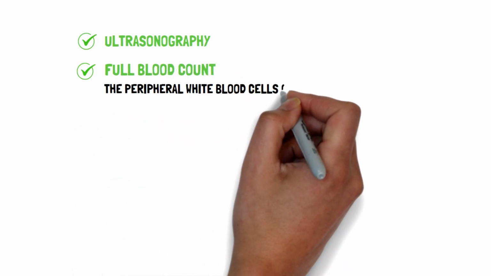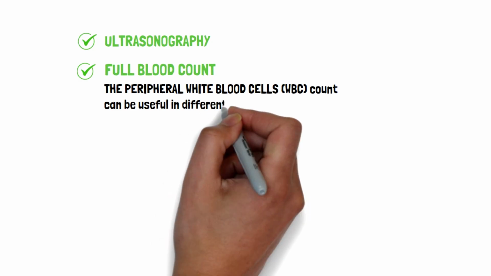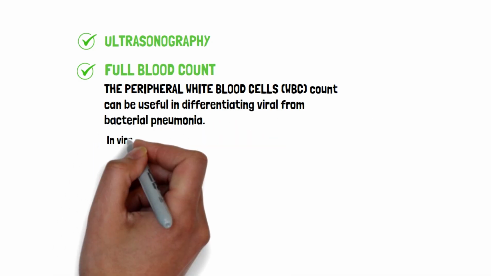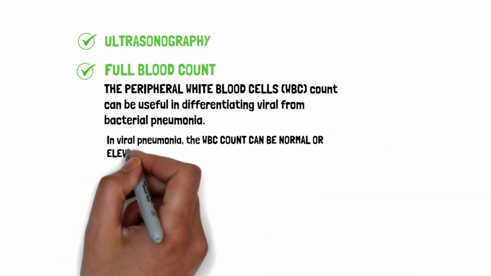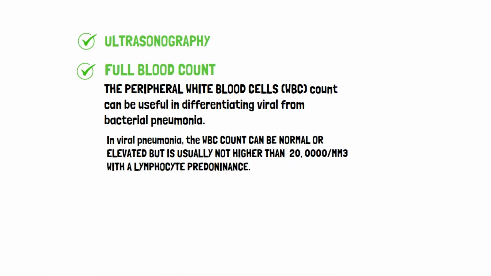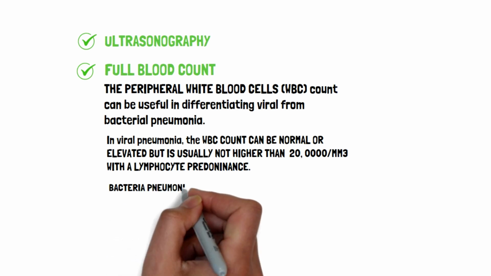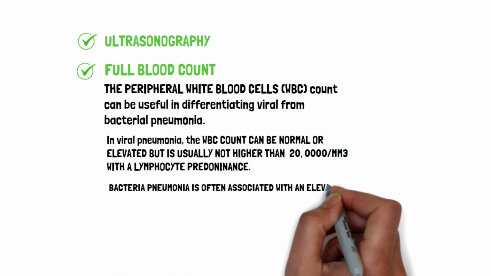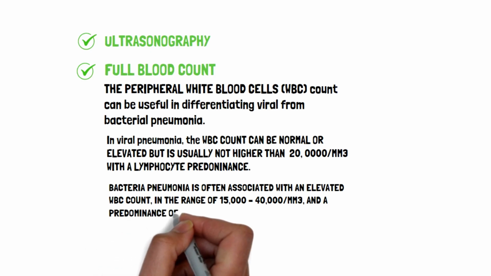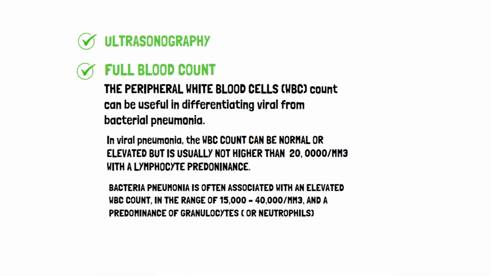The peripheral white blood cell count can be useful in differentiating viral from bacterial pneumonia. In viral pneumonia, the WBC count can be normal or elevated, but usually not higher than 20,000 per millimeter cube with a lymphocyte predominance. Bacterial pneumonia is often associated with an elevated WBC count in the range of 15,000 to 40,000 per millimeter cube, with predominance of granulocytes or neutrophils.